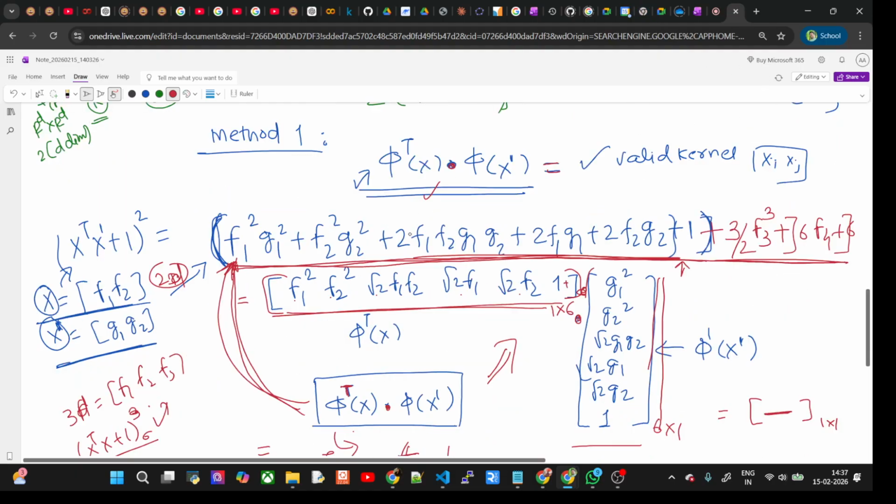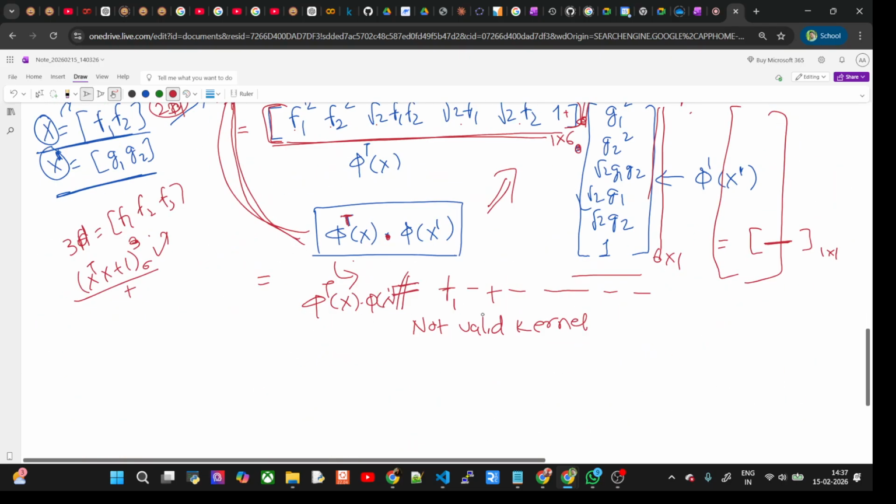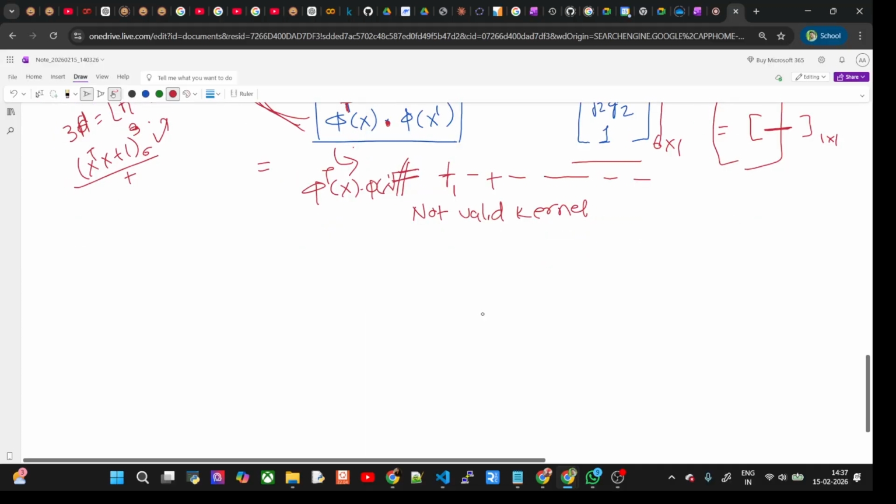But the problem here is that because it's 2-dimensional data, I'm able to do it. If it is 3-dimensional data, this vector will increase, and then this g will be much bigger. This kind of multiplication, like the dot product, is available but it is a hard time. So can we use another method? Yes, we can use another method to validate whether the kernel is valid or not.